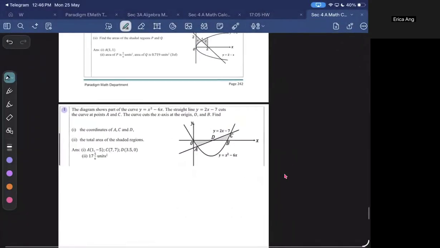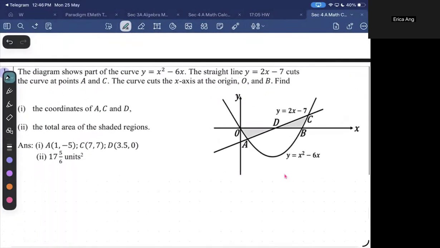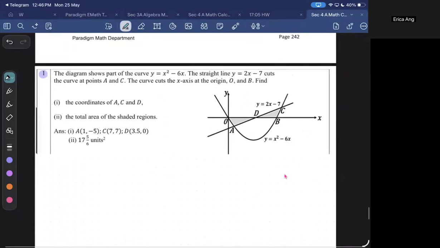Take a look at this question. This is on our page 242 question 1. I think a lot of us are struggling a little bit with this one here. This one is a little bit more tedious because of how many things you need to cut, but the logic is the same. Where the curve and the line meet, you also cut and draw the line.